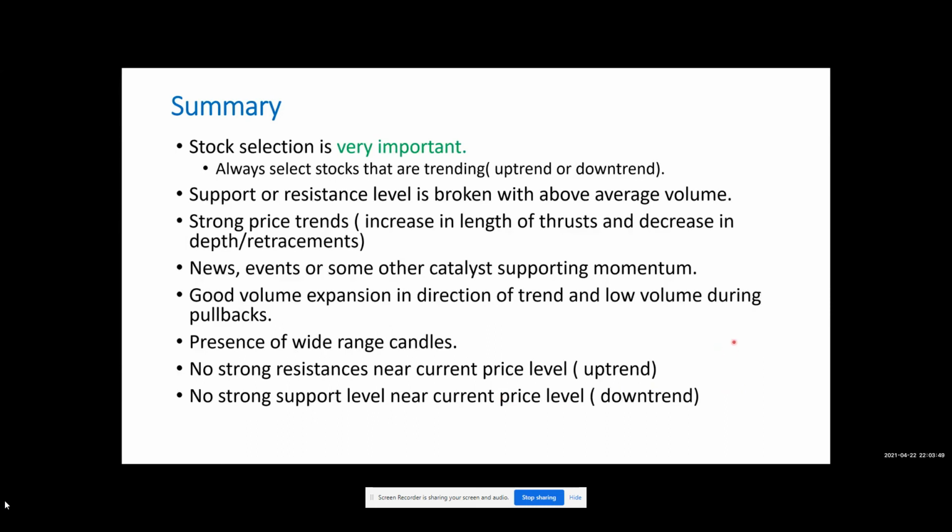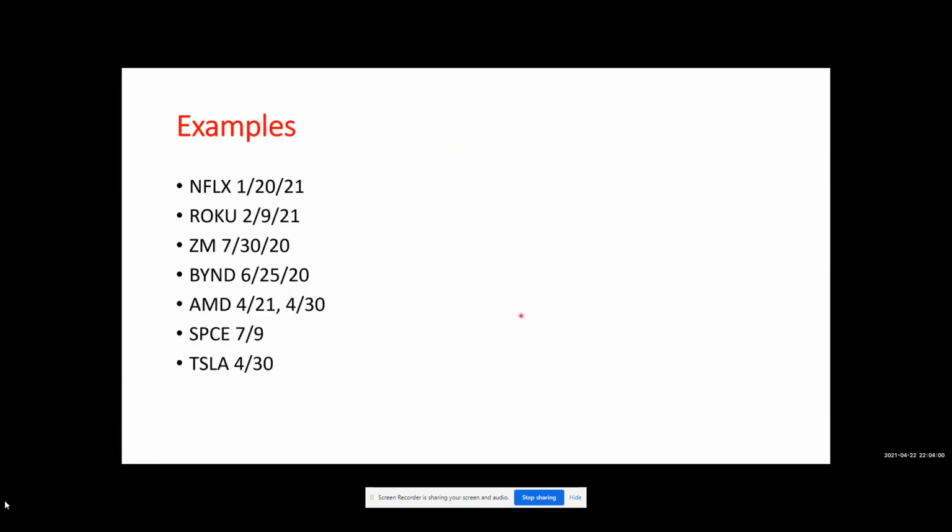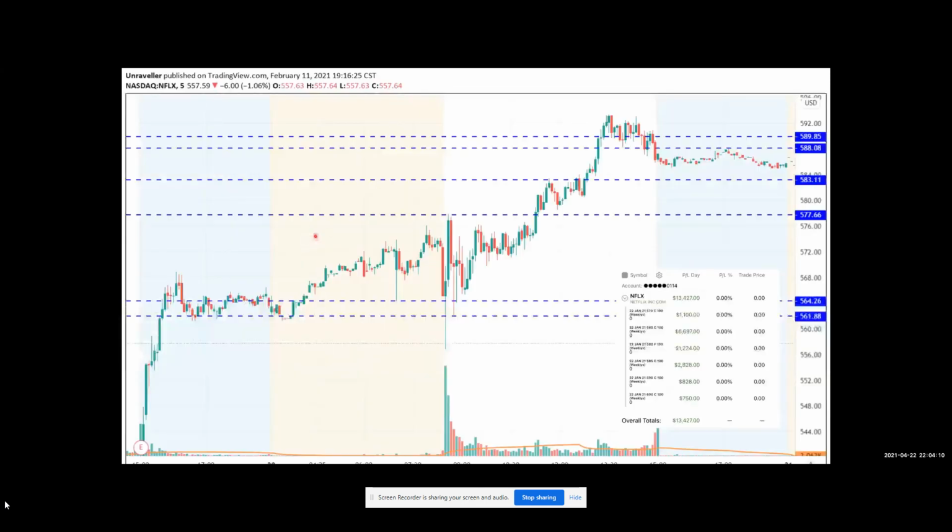Okay, these are some tips that we had to learn throughout the years, but this is something you have to realize and take into consideration in plotting your levels. Okay, so that's a summary. Now let's go over some examples. Okay, so there are a bunch of beta stock examples: Netflix, Roku, Zoom, Beyond, AMD, Space, and Tesla. So let's go through some real examples.